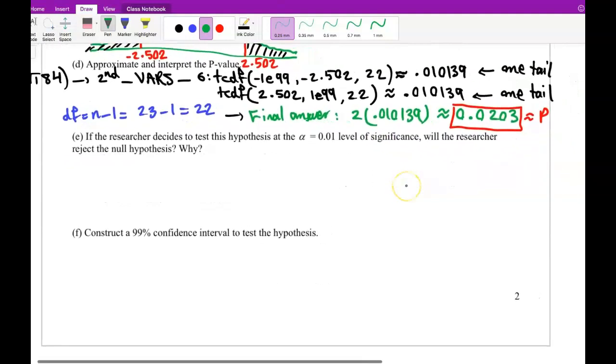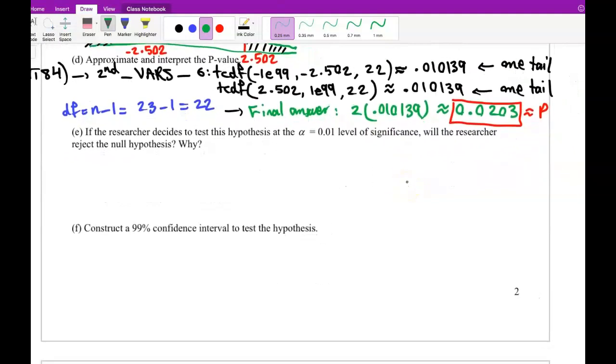Okay, we finished part D. Now part E. If the researcher decides to test this hypothesis at the significance level alpha equal to 1%, will the researcher reject the null hypothesis? Why?